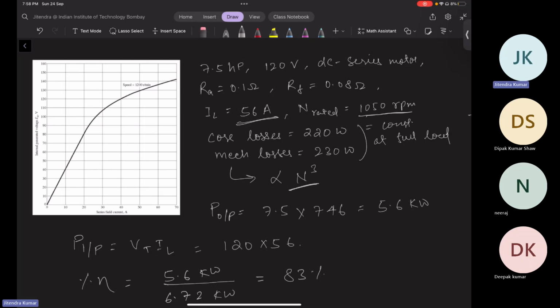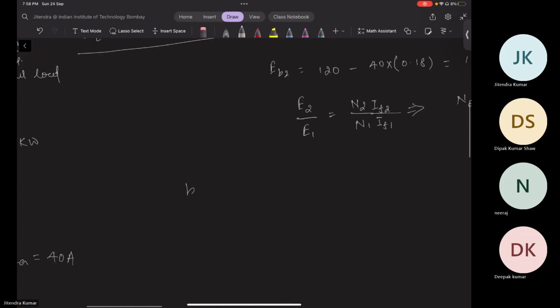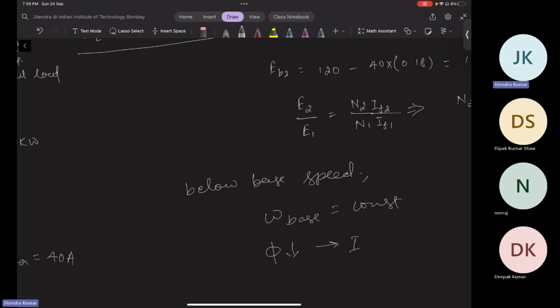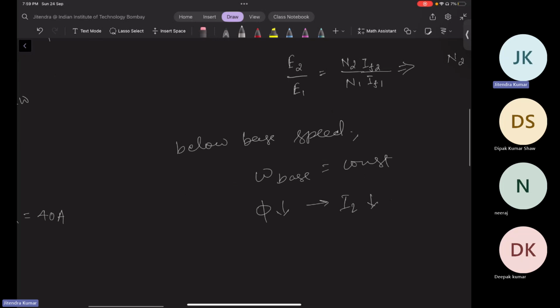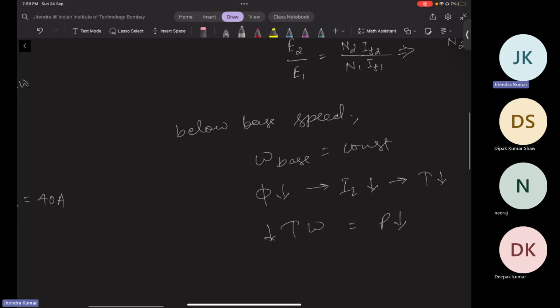If you are reducing field below base speed, it means you are reducing the power of the machine. Because below base speed, your speed is constant till base speed, and you are reducing field, it means you are reducing line current also. It means you are reducing torque. So torque is reduced and omega is constant. It means power is reduced. So that's what you are doing.